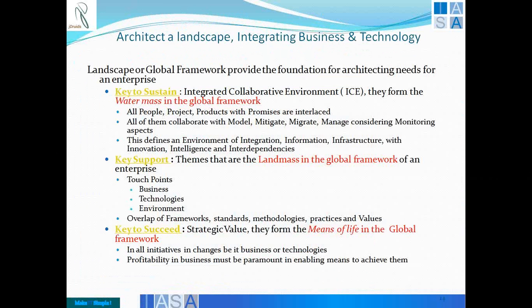So summing it up, at this point of time, if you are looking at architecting a landscape, integrating a business and technology strategy, there are three most important things. One is you need to look at sustaining an integrated collaborative environment in which human dynamics are predominant, the IT environment as a pillar is predominant, and collaborating business and technology is important. Of course, in qualitative measures, how good your design and quality is also there, but to sustain in ICE, we look at a watermark in the global framework, without which you cannot just exist.